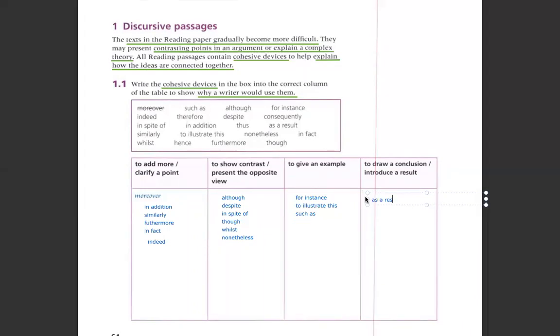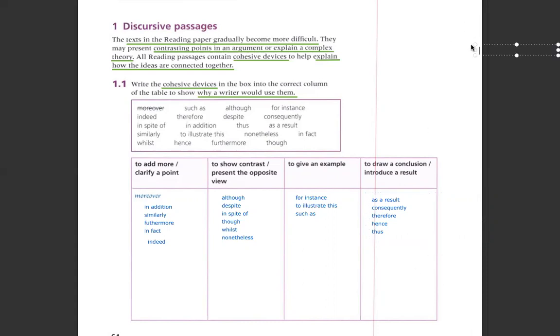Okay, as a result, it's quite obvious because we want to introduce a result. Consequently, so the word consequently has the same meaning as a result. If you say consequently, then you're talking about the results. Therefore is the most common one. So some of you use this word for contrast. It's not for contrast. It's to introduce the result of something. Hence is correct. And one more. See which word is missing. There's only one more word left in the table that we haven't used. Great, and thus. So hence and thus have a very similar meaning.